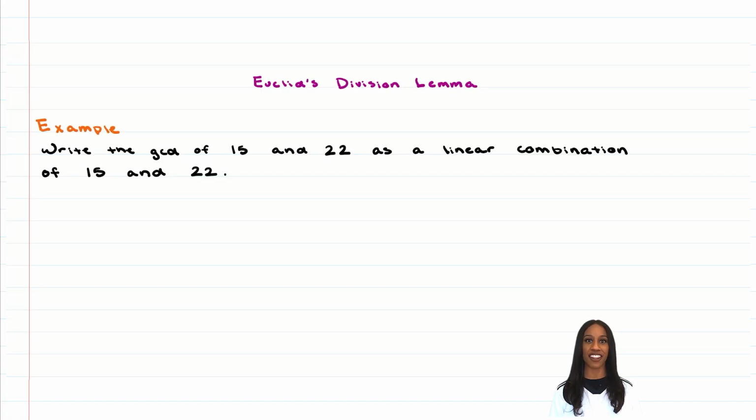I'm Coach T, and in this tutorial, we're going to use Euclid's division lemma to write the greatest common denominator of 15 and 22 as a linear combination of those two numbers.